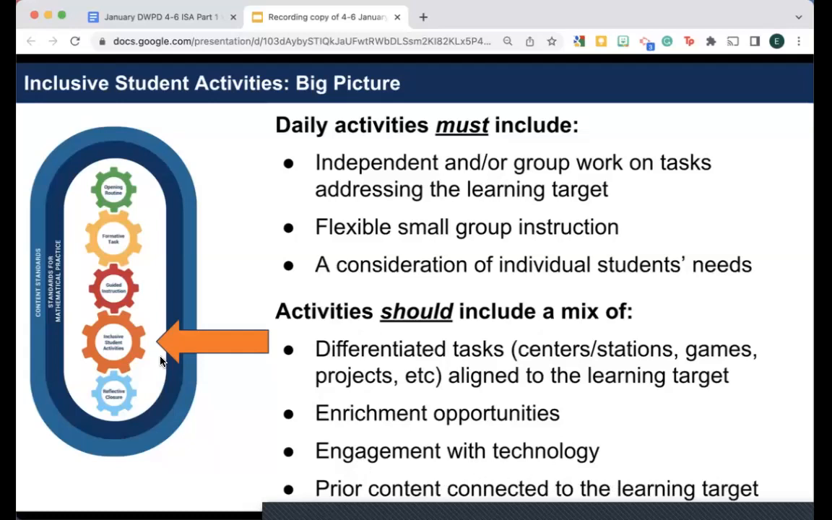So ISA provides a great opportunity to activate prior learning and to practice those skills that some students need extra support on that might be a grade or two below grade level. That's okay as long as it builds and connects to the learning of the day. We're trying to provide access.